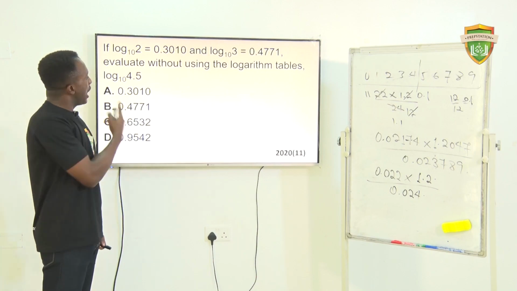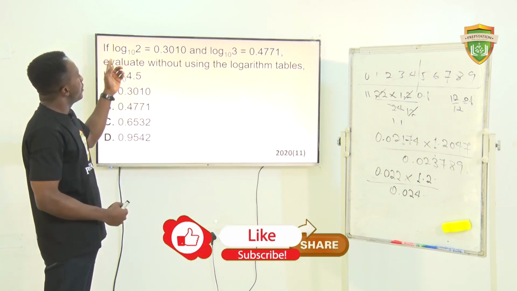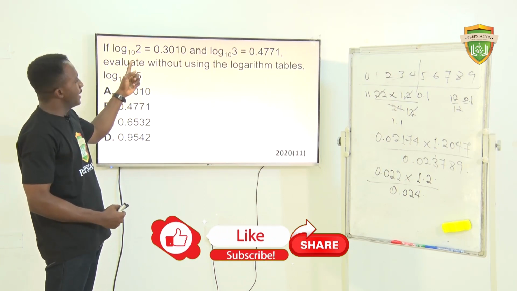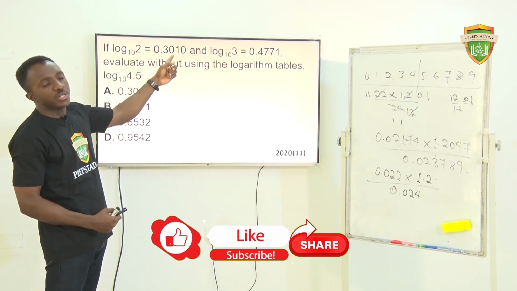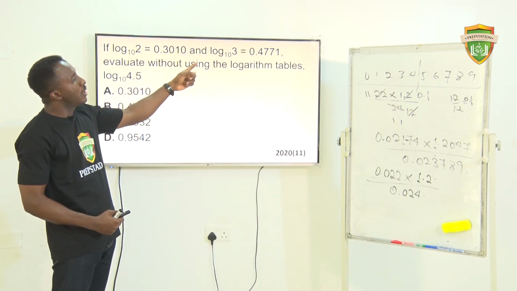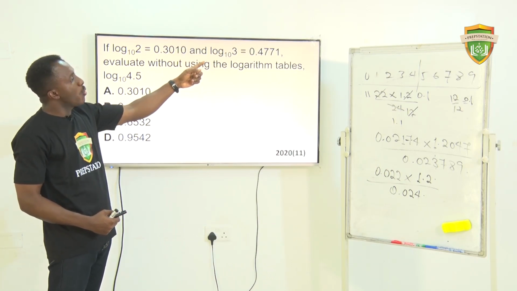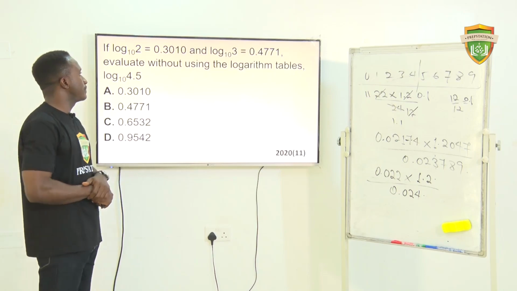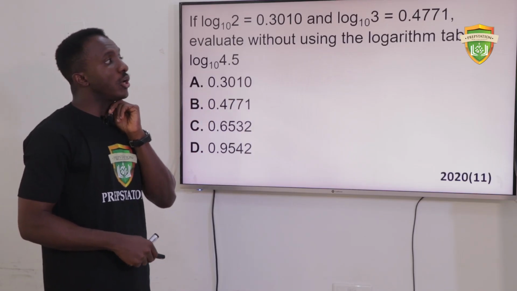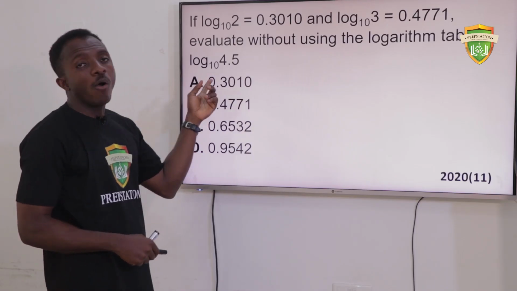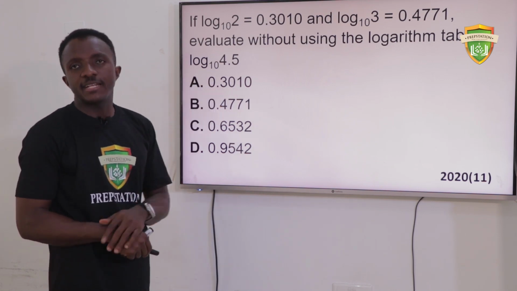Back again. Now we have this question. If log 2 base 10 is 0.3010 and log 3 base 10 equals 0.4771, evaluate without using the logarithm tables log 4.5 base 10.